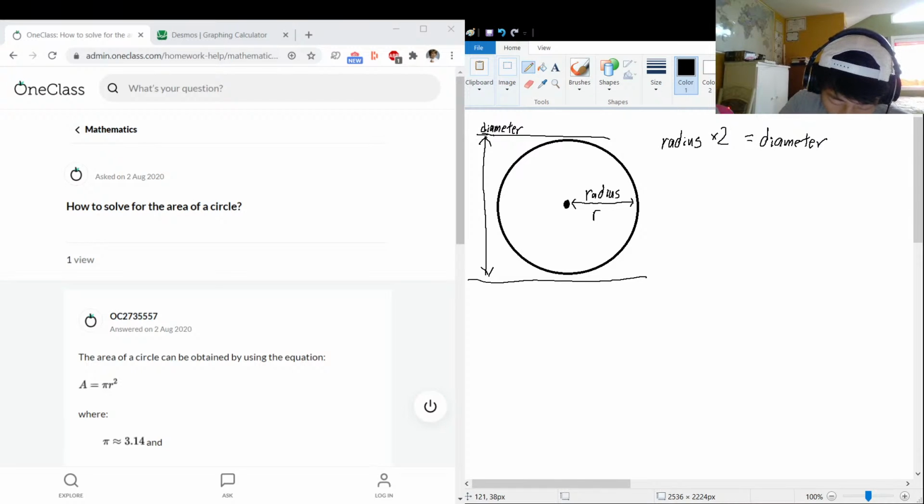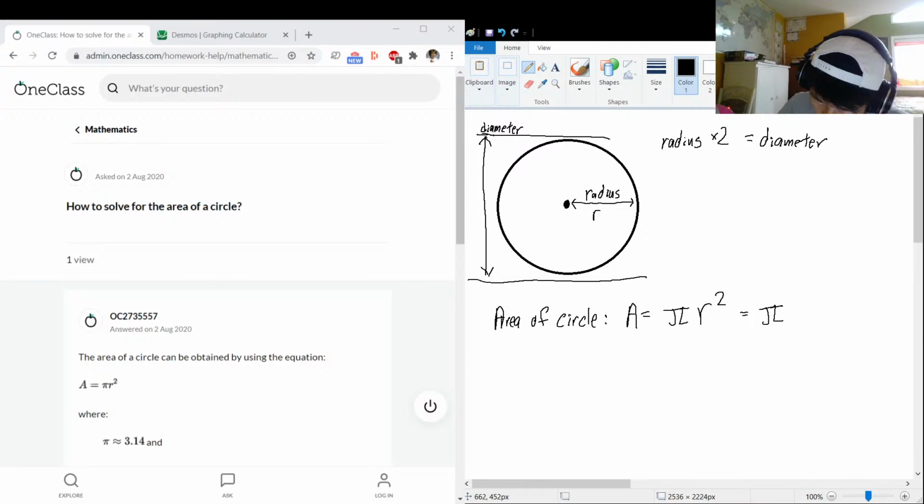So to find the area of this circle, we know that the area of a circle, let's call that A, A for area. Makes sense to me. The area of a circle is pi times the radius squared, which is also pi times 1/2 the diameter squared, which is equal to pi times diameter squared over 4.